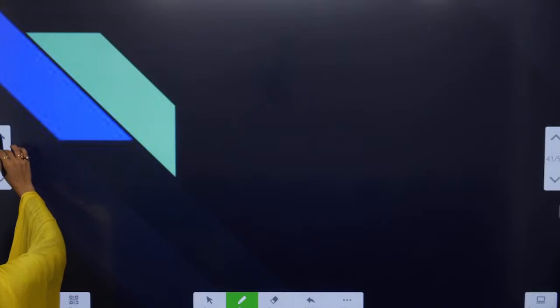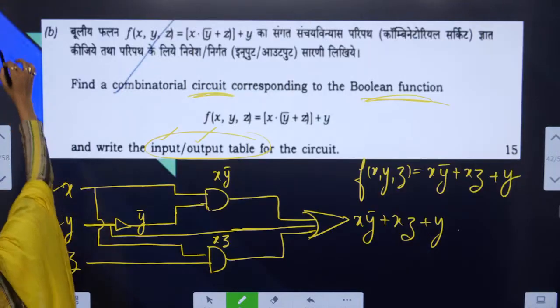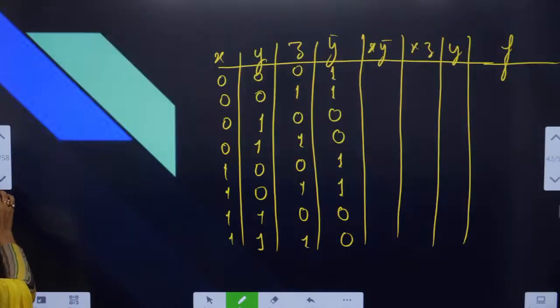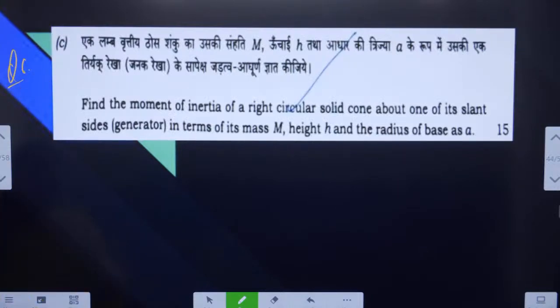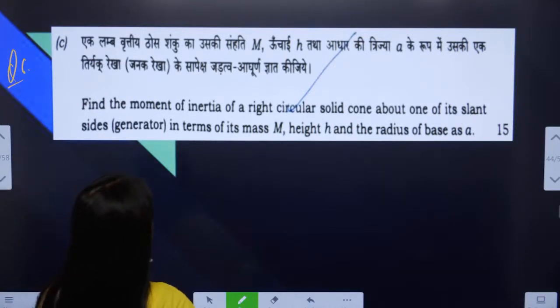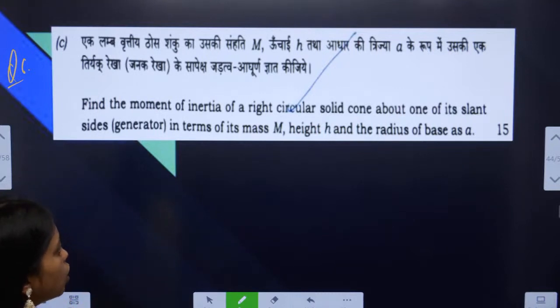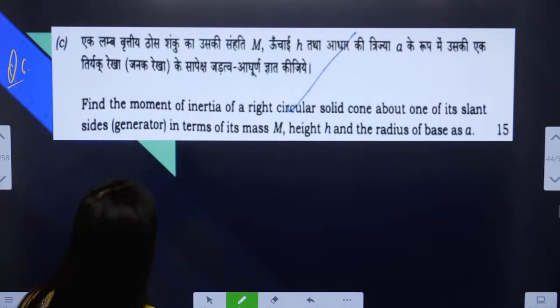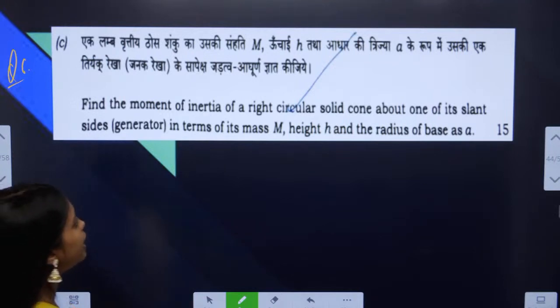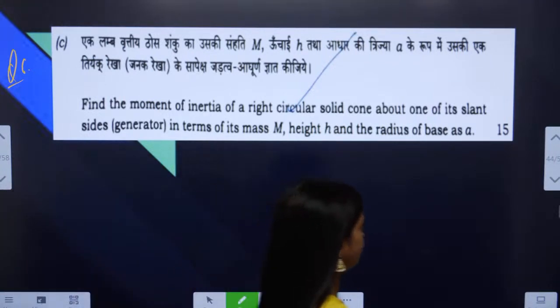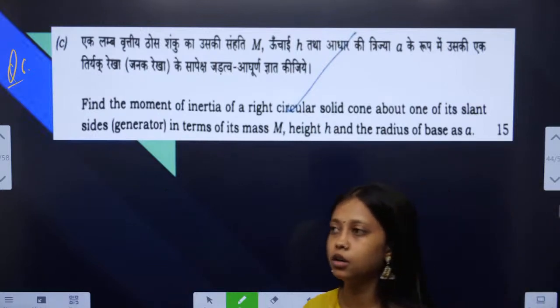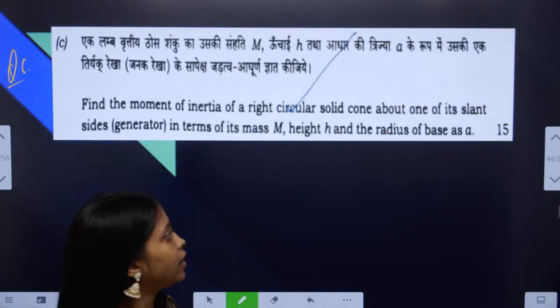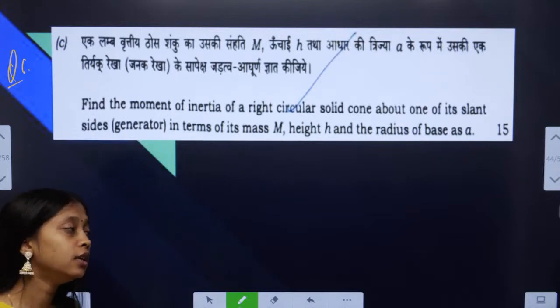Now, this was question number 6 B part. Again question number 6 C part: moment of inertia of the cone about one of its slant heights. Find the moment of inertia of the right circular solid cone about one of its slant sides, of course generator, in terms of its mass, height and radius of base. This question is again a lengthy question. I will count this as a lengthy question and the PDE question.